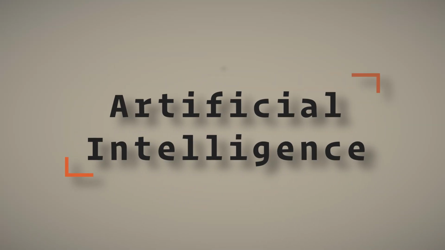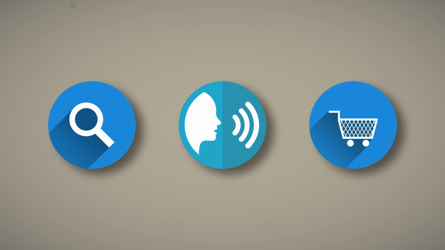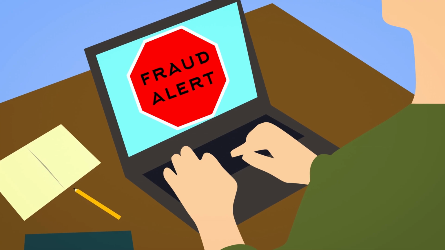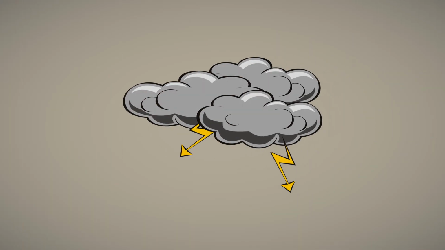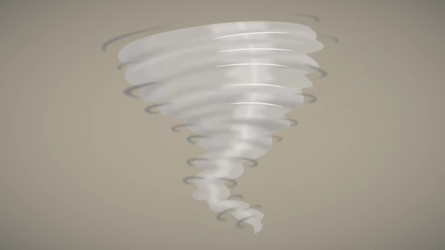Artificial intelligence is used everywhere. Every day you see it in search engines, shopping recommendations, and digital assistants. It's also used in fraud prevention. The medical industry uses it in analysis of radiological scans, and meteorologists use it to better predict extreme weather.